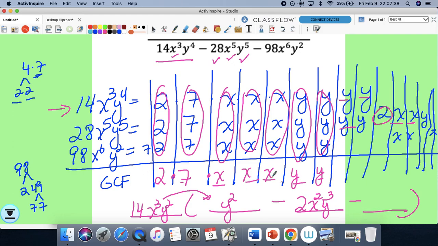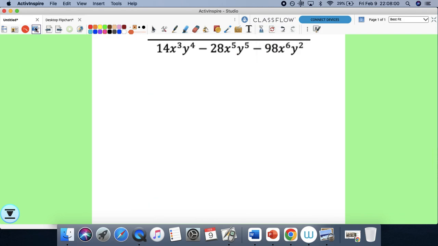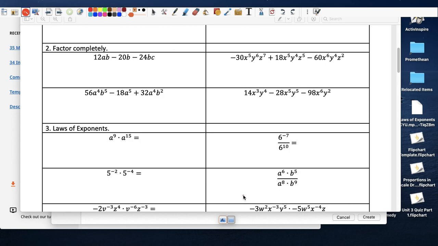And the last one, what's not circled? Well, there's a 7 and 3 x's. So 7x cubed. 14 times 7, is that 98? Yes. X cubed times x cubed is x to the sixth power times y to the second power. Okay, so if you want to do it that way, you can. I don't know, people want to do it that way, but you can.